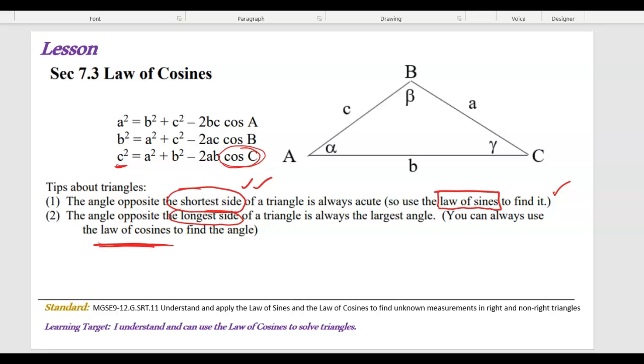So those are two tips when you're solving for triangles. If you're using the law of sines to find an angle, then try to use the shortest side that's opposite the angle you're trying to find. If you're trying to find an angle using the law of cosines, go for gold. Start with the longest side when you're trying to find the largest angle opposite that side. These two tips will make more sense when we dive into the examples.